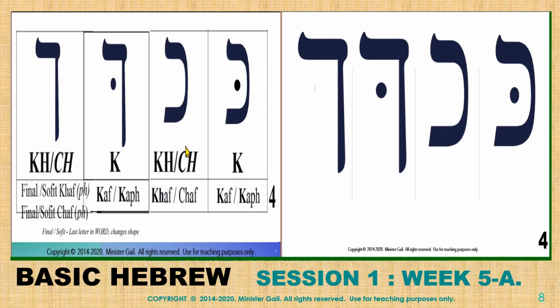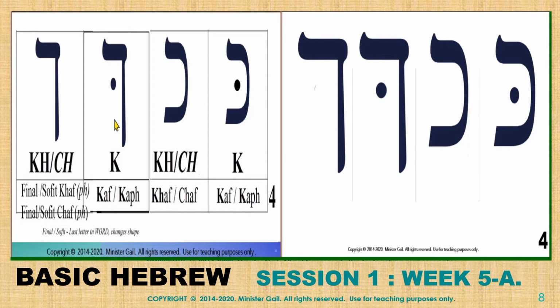So this will be a ch. Ch also sounds the same. This is a final or sofit letter at the end of the word on the left. It is given a numeric value because the Hebrews do not use numbers, they use words or letters for numbers.